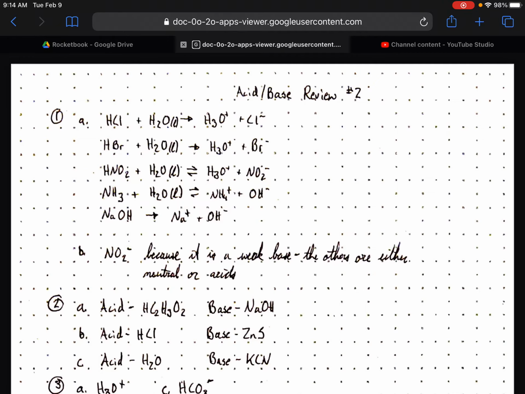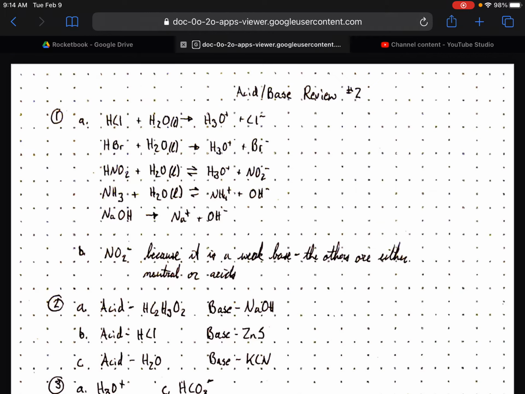Number 1, you're just writing the equation, and remember with acids and weak bases, you always just add water. And then if it's an acid, it's going to donate its proton to the water. If it's a base, the water is going to donate the proton to the base. For sodium hydroxide, when it's a strong base, we just show the dissociation. That's why the question says write an equation describing the ionization or dissociation. So with the strong bases, we just show it dissociating. That's why it has sodium and hydroxide splitting apart.